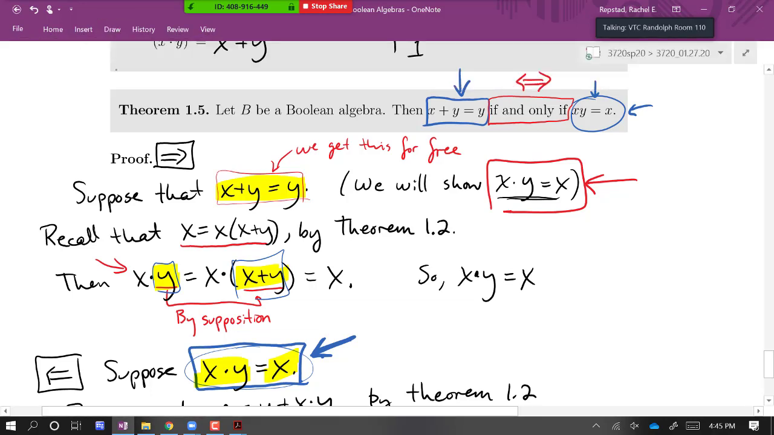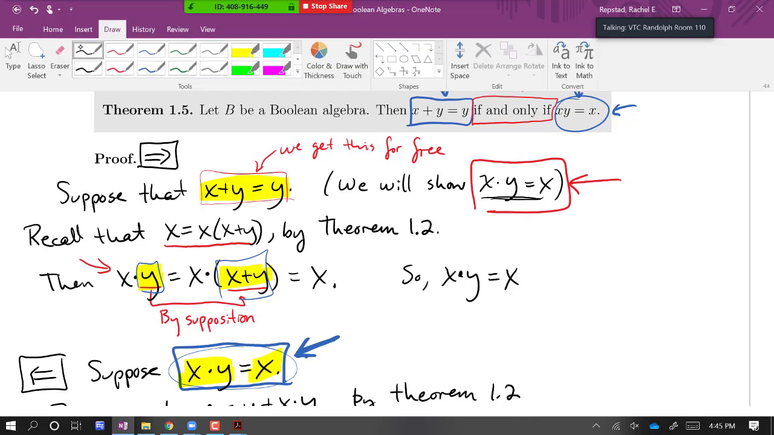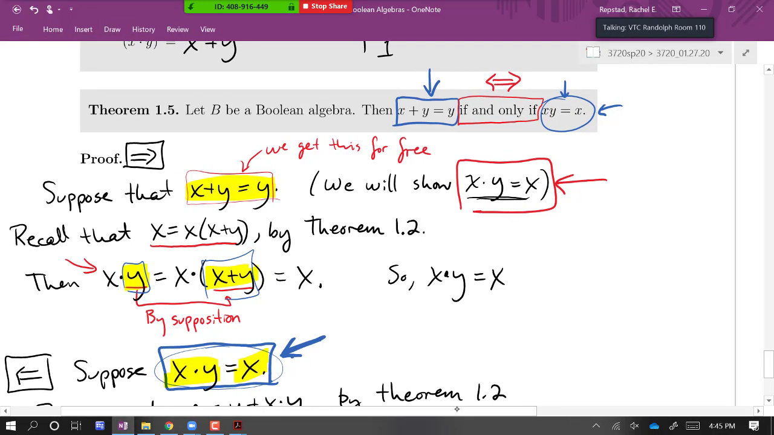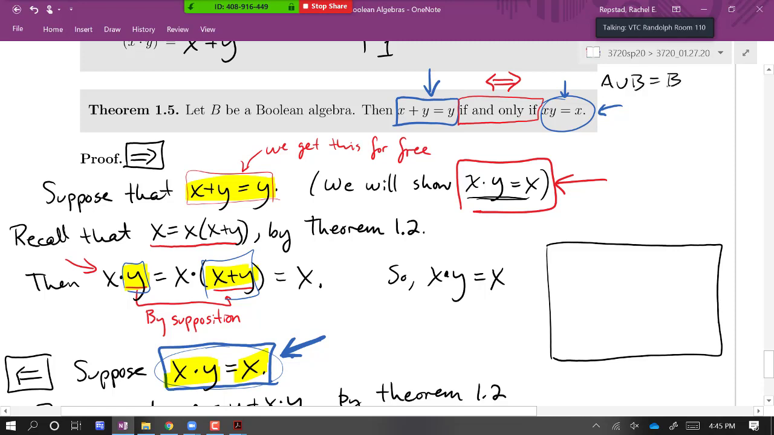Real quick, we can get some insight into what this means. If we think about this in sets, this says that A union B is equal to B if and only if A intersect B is equal to A. So what does the Venn diagram look like? Maybe think about it this way first, because we thought about that a little bit near the beginning of the class during the questions part. What would that have to look like if A intersect B is equal to A?